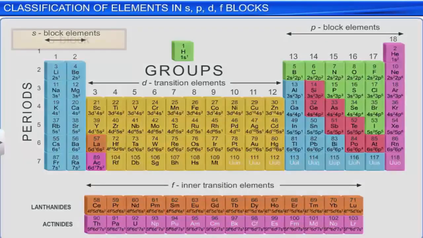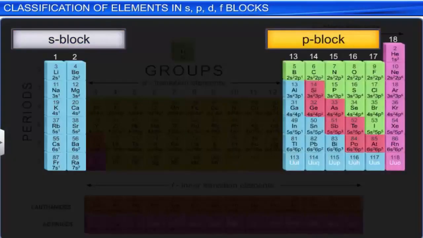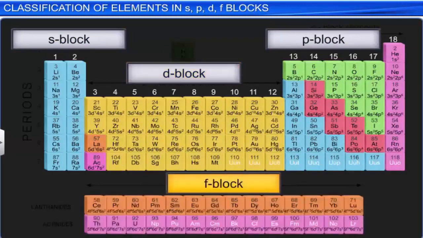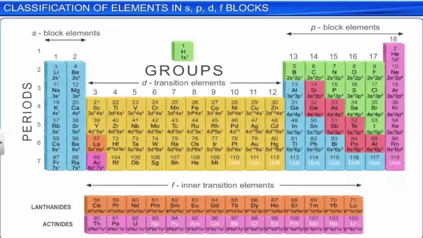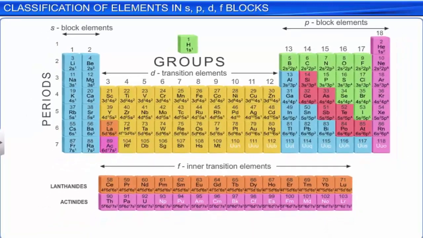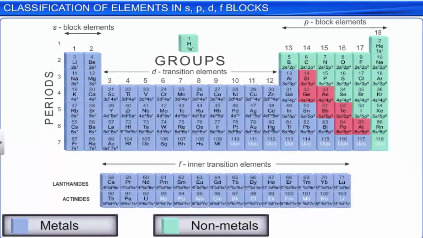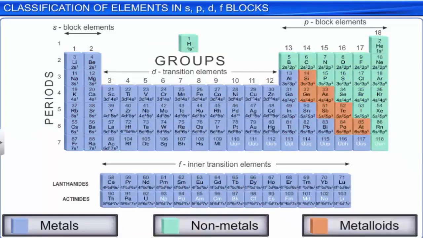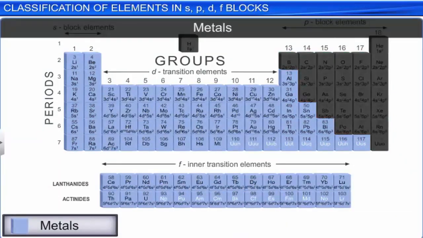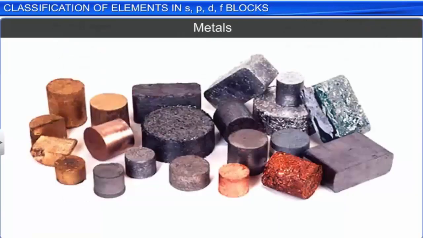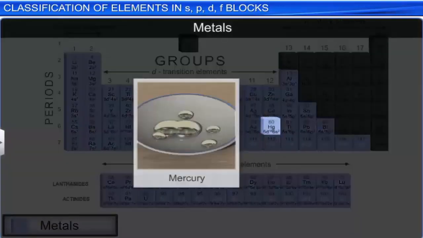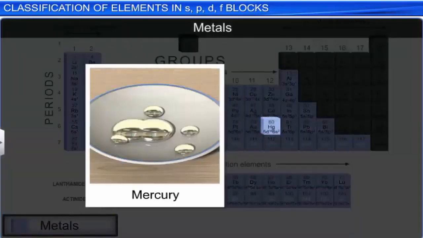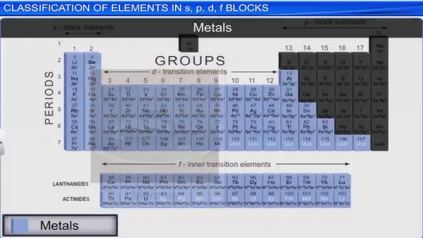Apart from classifying elements into S, P, D, and F blocks, the periodic table also shows the classification of elements into metals, non-metals, and metalloids. Metals have been listed on the left side of the table and form 78% of the known elements. Metals generally exist as solids at room temperature. An exception is mercury, which is liquid at room temperature.